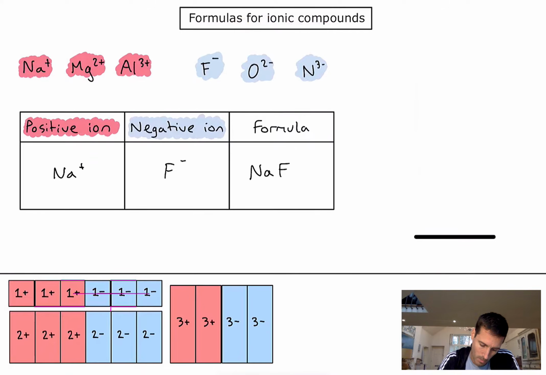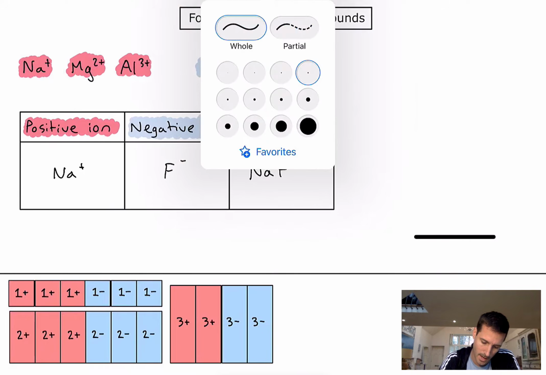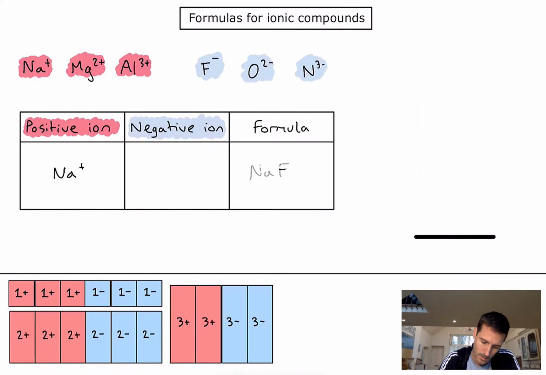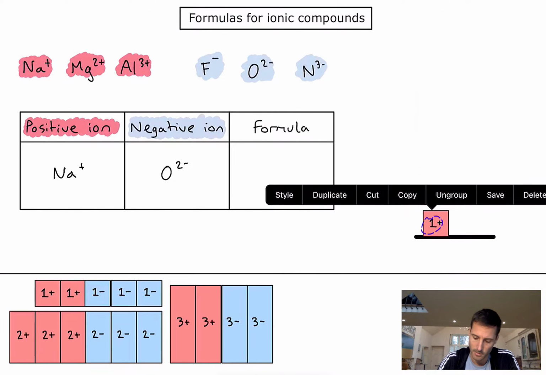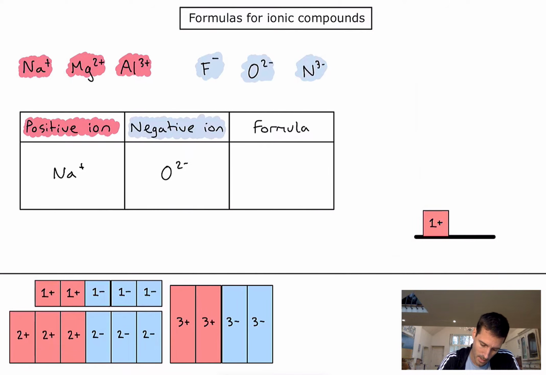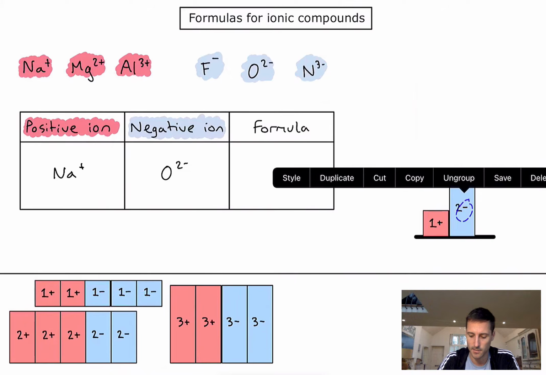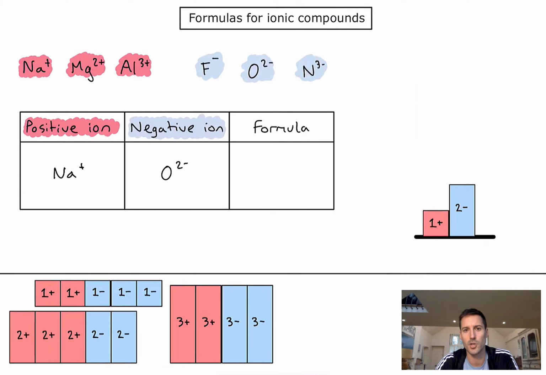Let's go for perhaps sodium and oxygen. So let's add my oxide ion in there. It's got two negative charges. And this time, if I add my charges to the scale on the right side, that's a sodium ion. It's got one positive charge. My oxygen or oxide ion has two negative charges. And you'll see that those charges there are not balanced. So how can I balance them?